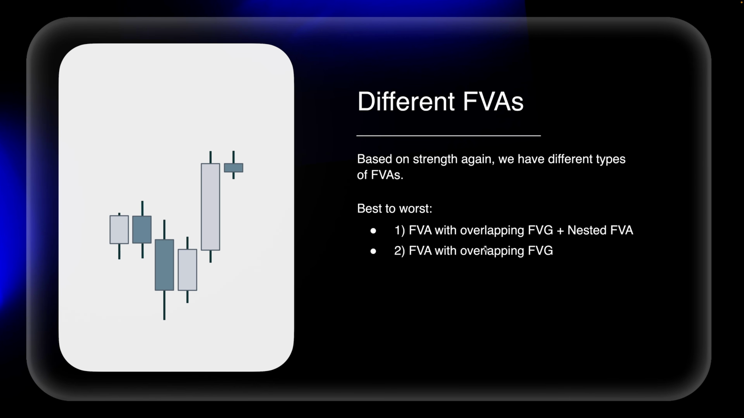Now, the second type of fair value area that we have, which I would argue is still a really good fair value area. Just because it's second does not mean it's necessarily a very bad fair value area.